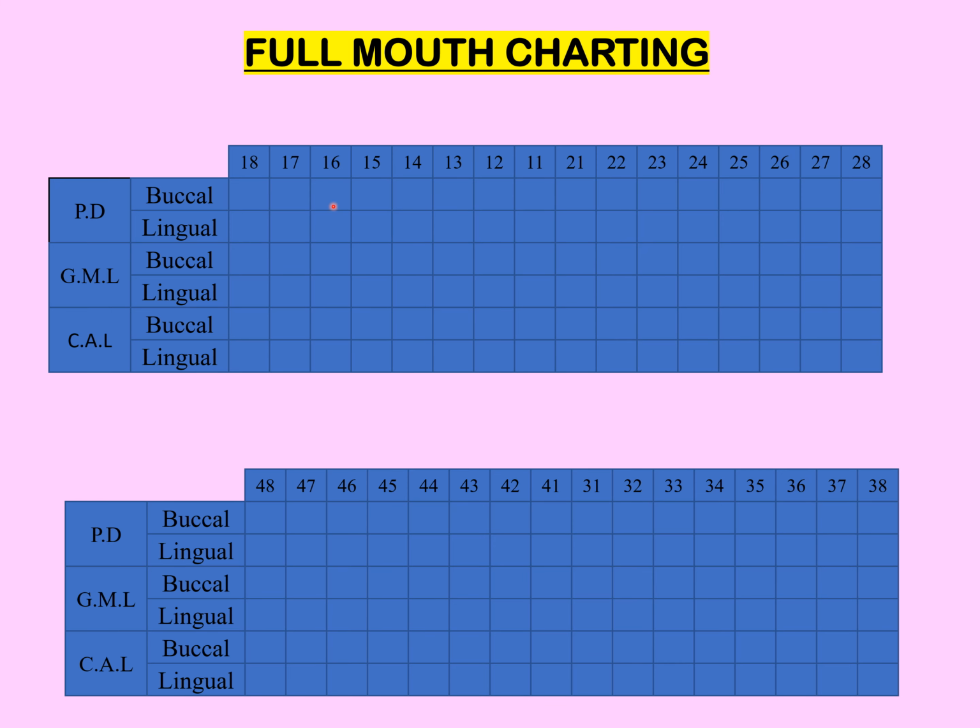Next comes the full mouth charting. It is done by using a mouth mirror and periodontal probe by exploring the buccal and lingual surfaces of all the teeth to obtain the clinical attachment loss. To obtain the clinical attachment loss, gingival marginal level is subtracted from the periodontal pocket depth. In cases of recession, periodontal pocket depth is added with the gingival marginal level to obtain the clinical attachment loss.